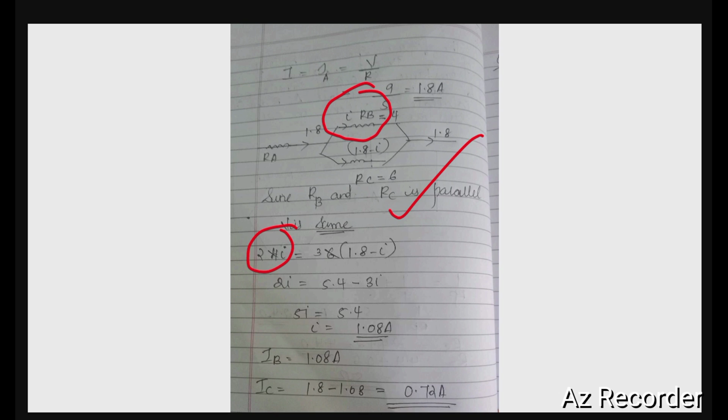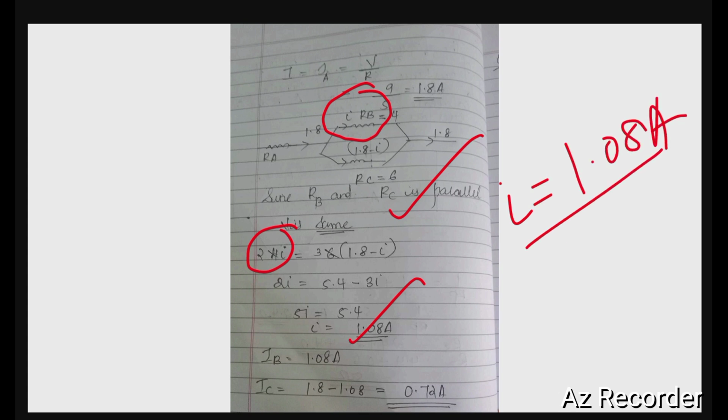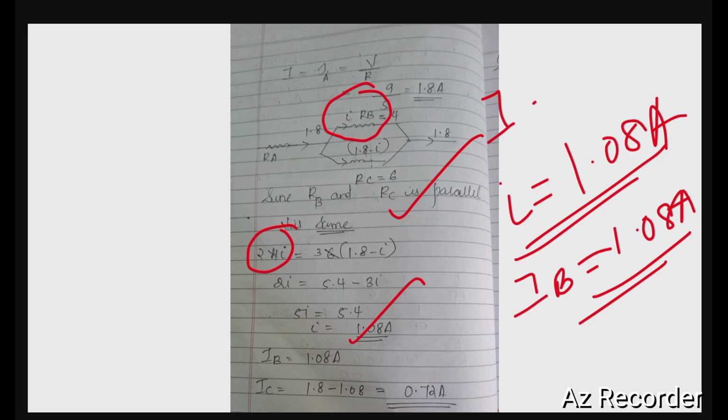Upon solving, cutting this 4 and 6 by 2, we get 2I is equal to 3 into 1.8 minus I. On solving we get I is equal to 1.08 ampere, which means that the current passing through the resistance B, IB, is equal to 1.08 ampere. So the current passing through the resistance C will be 1.8 minus 1.08, which is equal to 0.72 ampere. I hope this concept is clear to everyone.